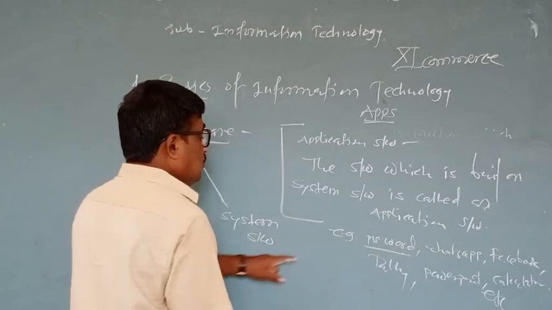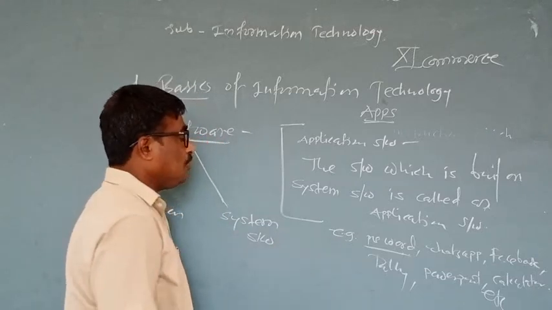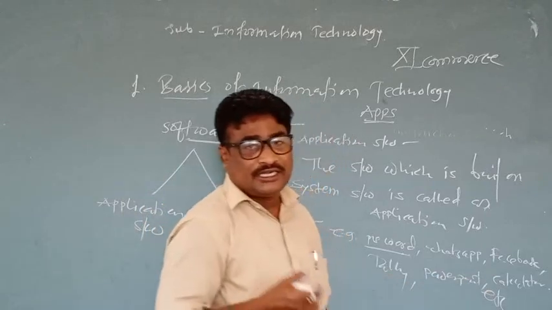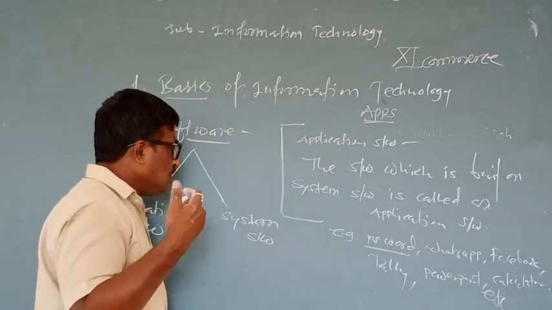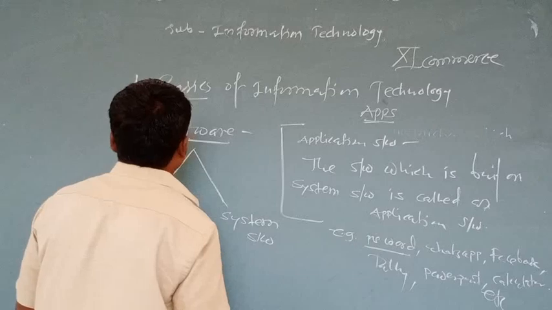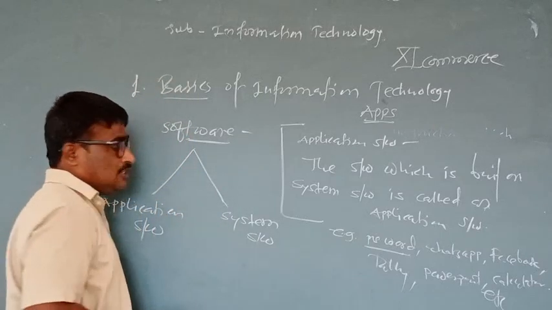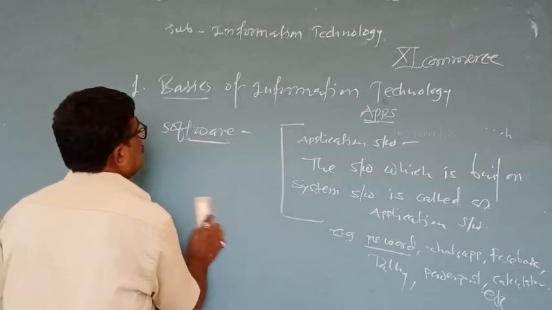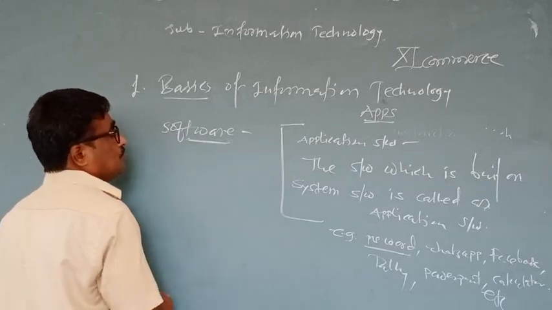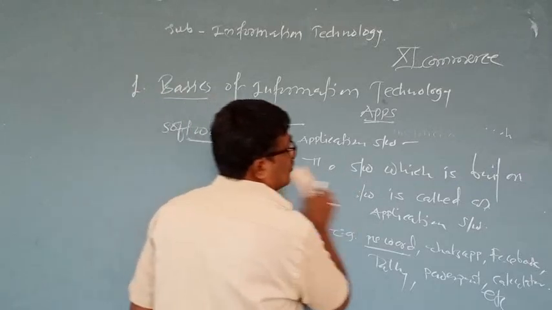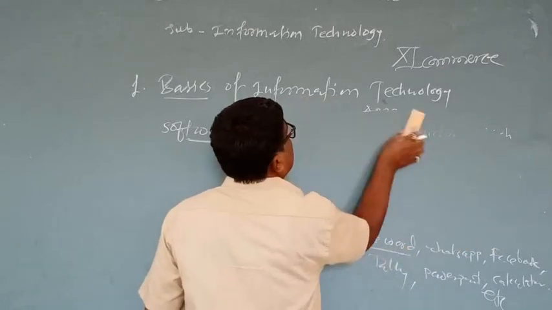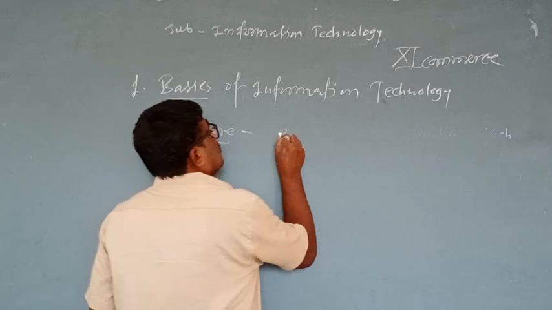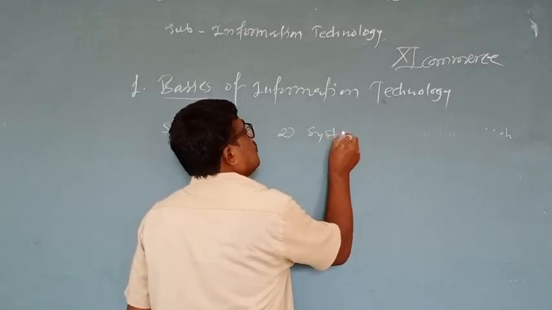Okay, for example MS Word, WhatsApp, Facebook, Tally, then PowerPoint, calculator, etc. Any software, Notepad, any app. Okay, then system software. Second is a system software.